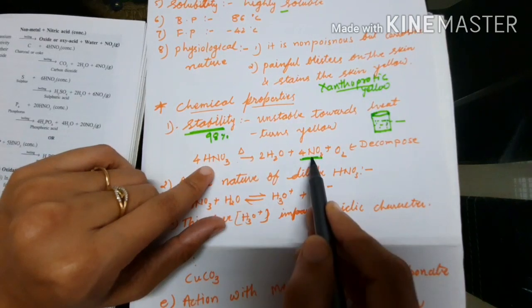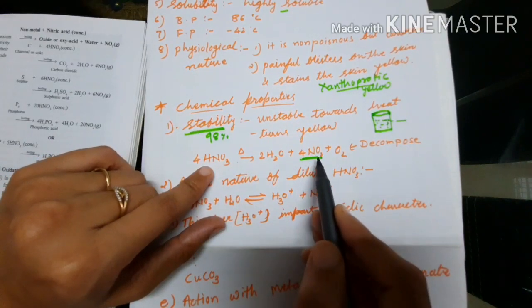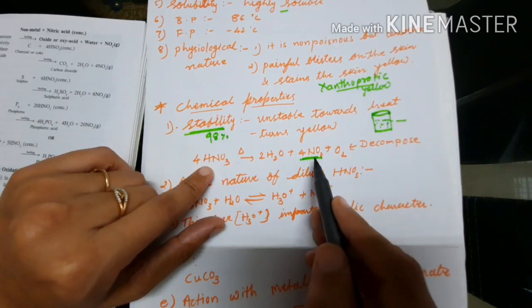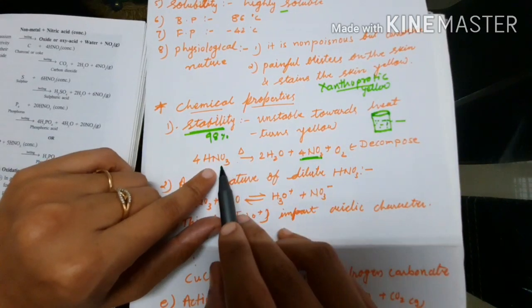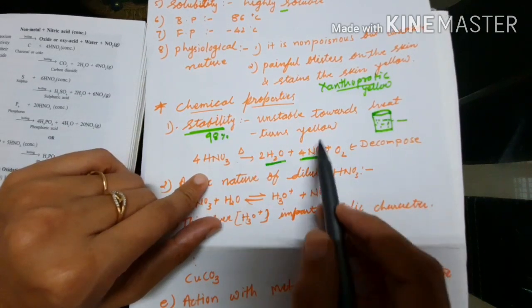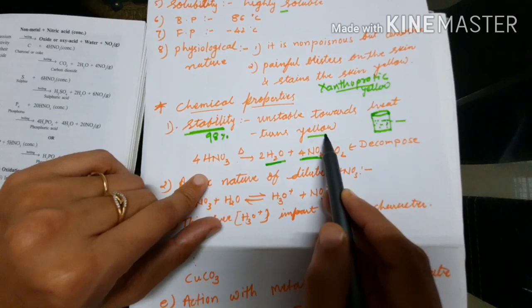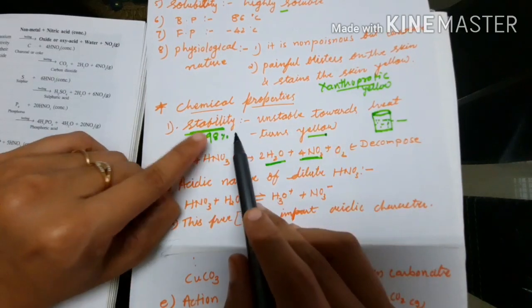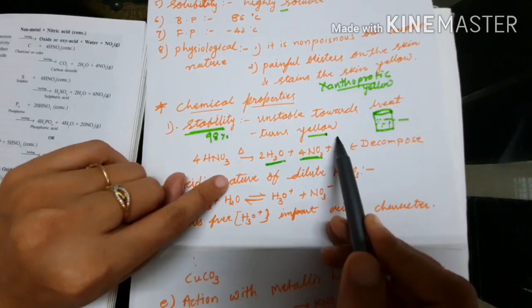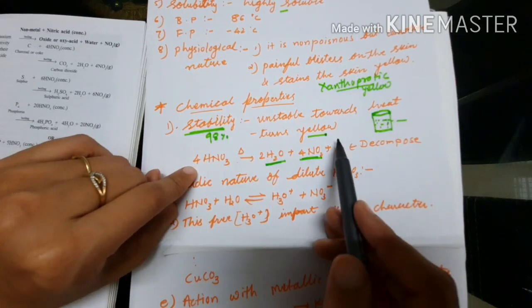And when this nitric acid, because you know that nitrogen dioxide is a yellowish brown color. So when it dissolves one more time in this water or in HNO3, then it converts into the yellowish color. So that's why we can say that nitric acid is unstable towards heat and turns immediately yellowish in color. I hope you understand this thing.